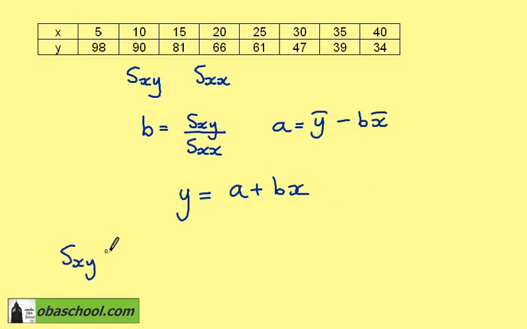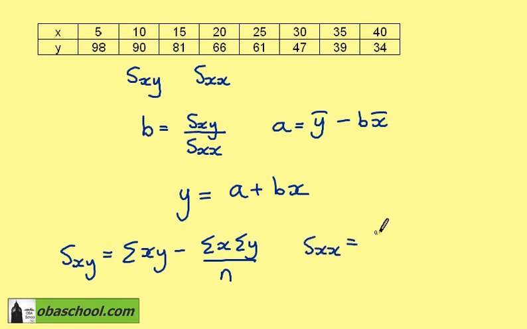Sxy is given by the sum of x times y, take away the sum of x times the sum of y, divided by the number of pairs of data. Sxx is given by the sum of x squared, take away the sum of x all squared, divided by the number of pieces of data. We'll see how this works in detail as we work through the calculation.